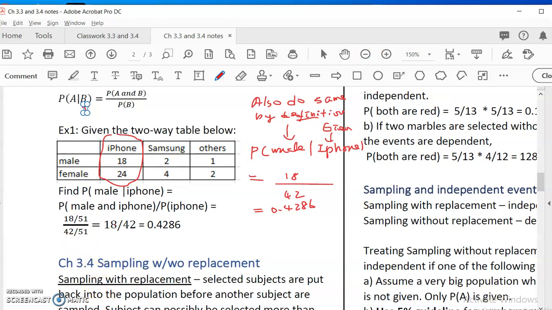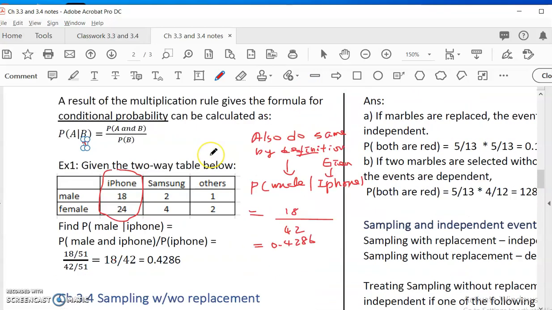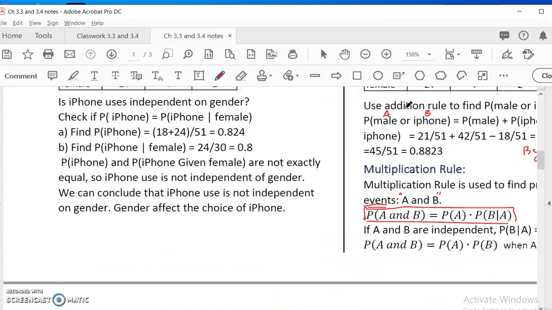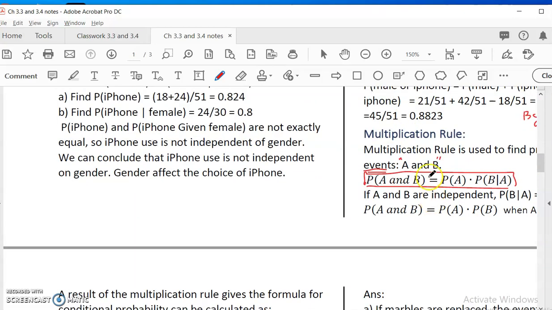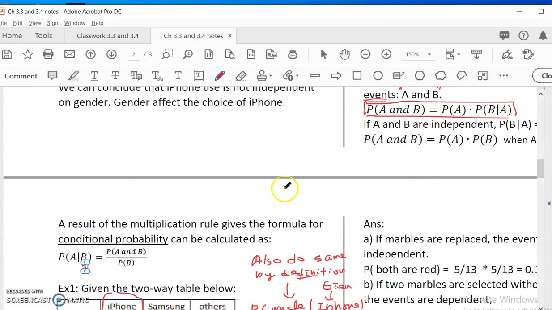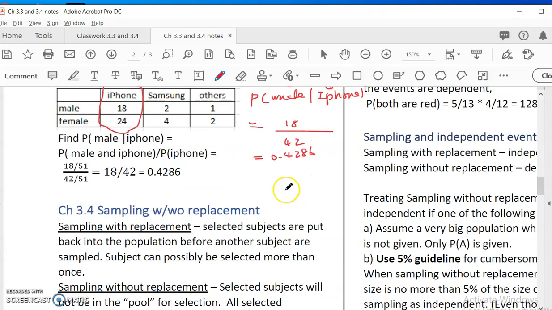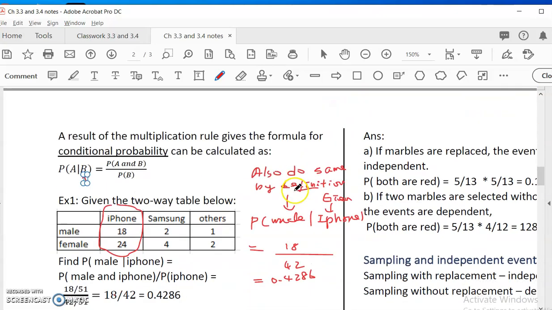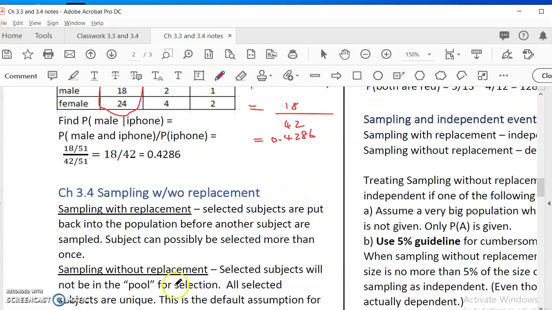So that is 3.3. So we introduced these two rules. If you're comfortable with doing probability of A and B, probability of A given B, all those, by definition, you don't have to use the two rules. But you do have to kind of know that the addition rule is for or, right? The multiplication rule is for doing and. Then in 3.4, we would use the same multiplication rule for events that involve multiple steps.